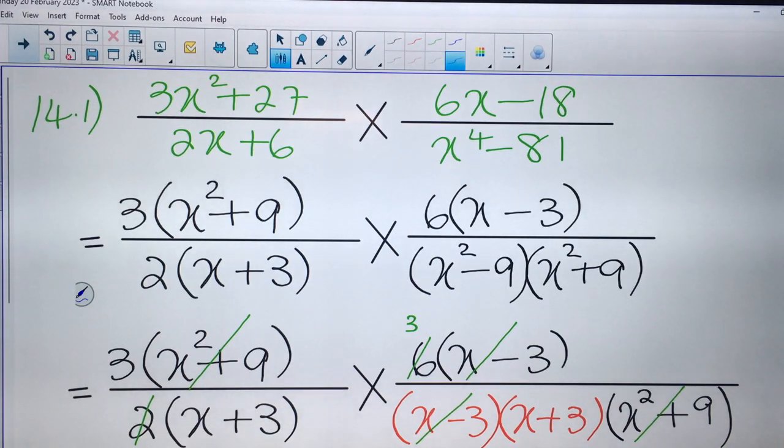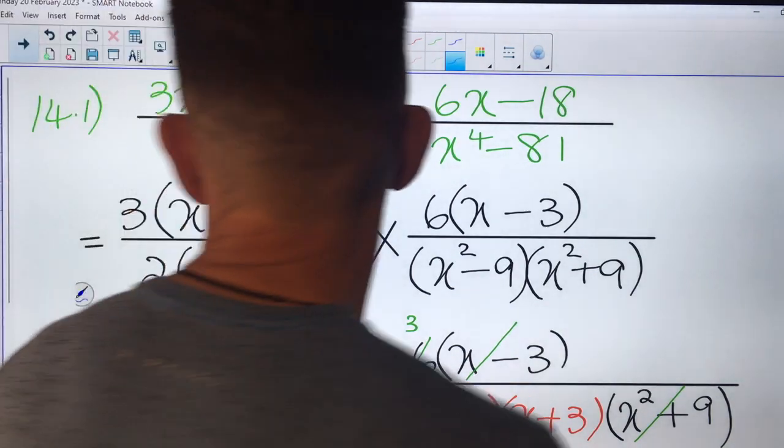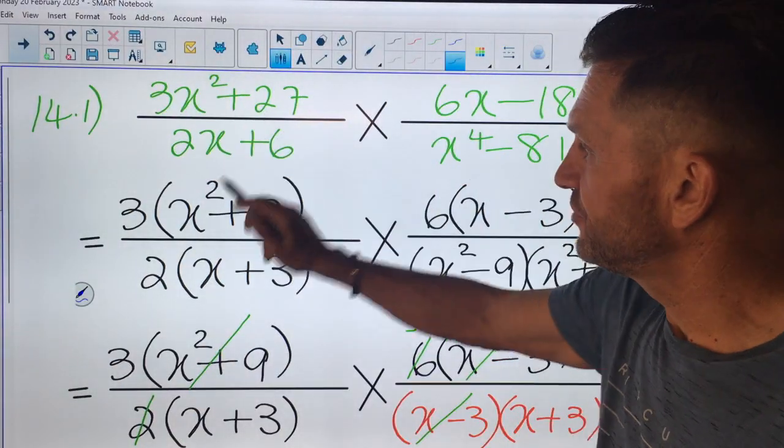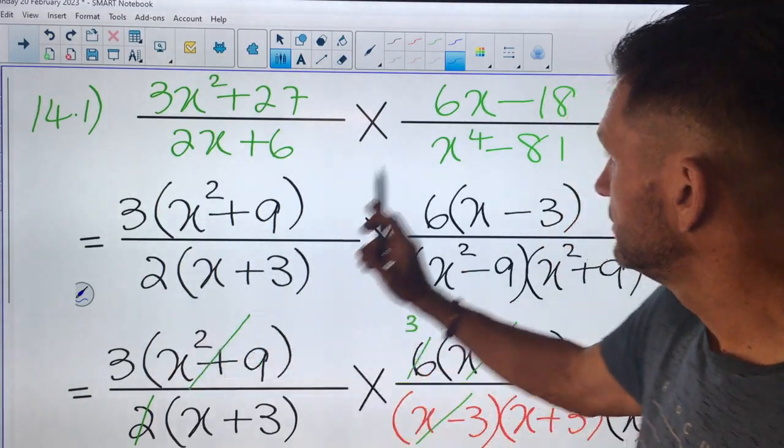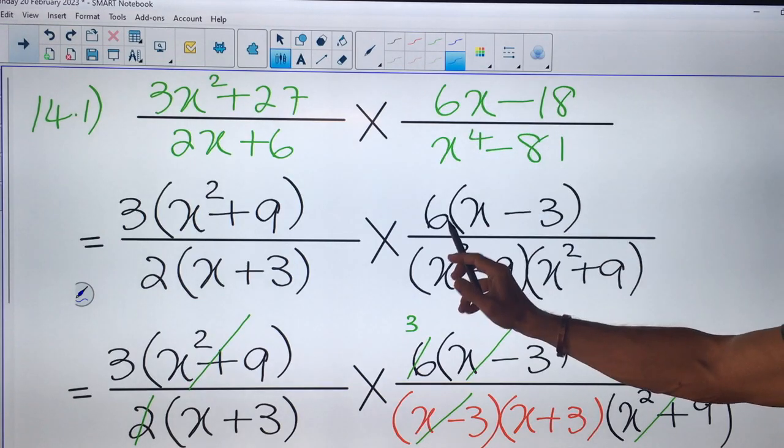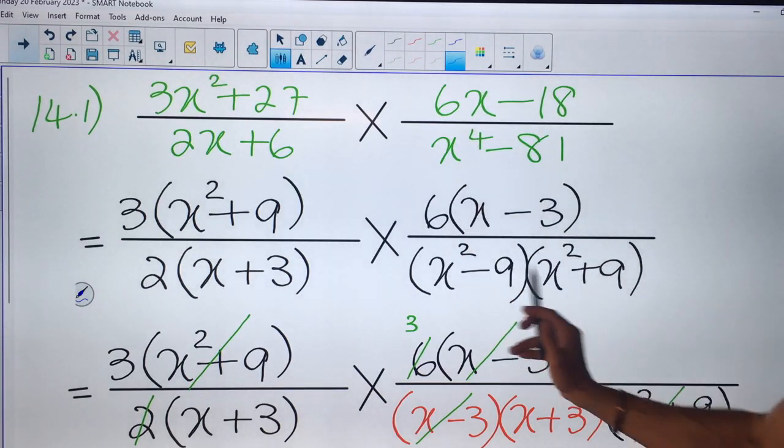Okay, so again the same. I check on top. We have 3 as a common factor. There's my 3 out. At the bottom, 2 as a common factor. On top here, 6 as a common factor, and below here, a difference of 2 squares.